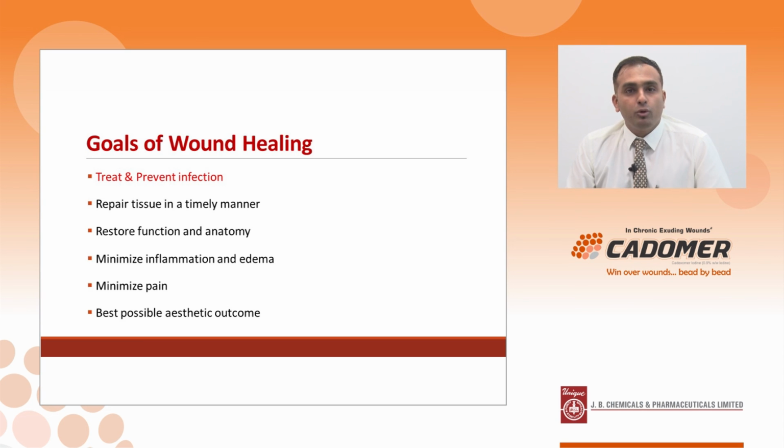So what is the goal of wound healing? First and foremost, it is important for a doctor to treat as well as to prevent the infection, because this will ensure the normal wound healing process happens smoothly. Thereafter, the important goal is to repair the tissue in a timely manner. Third is to restore the function and the anatomy of the skin.